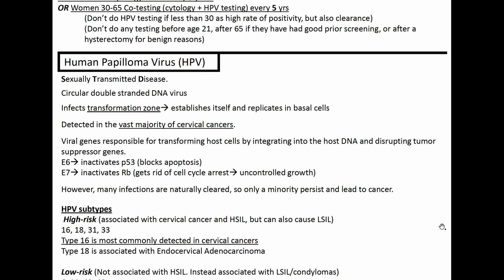And something we're familiar with from medical school, the viral genes responsible for transforming host cells by integrating into the host DNA and disrupting tumor suppressor genes are E6 and E7. E6 inactivates p53, which blocks apoptosis, and then E7 inactivates RB, or retinoblastoma, and gets rid of cell cycle arrest, leading to uncontrolled growth. If anyone used Sketchy Micro, I always remember that E7 inactivates RB because there was the root beer on the table with the straw shaped like a 7. So that's just how I remember it.